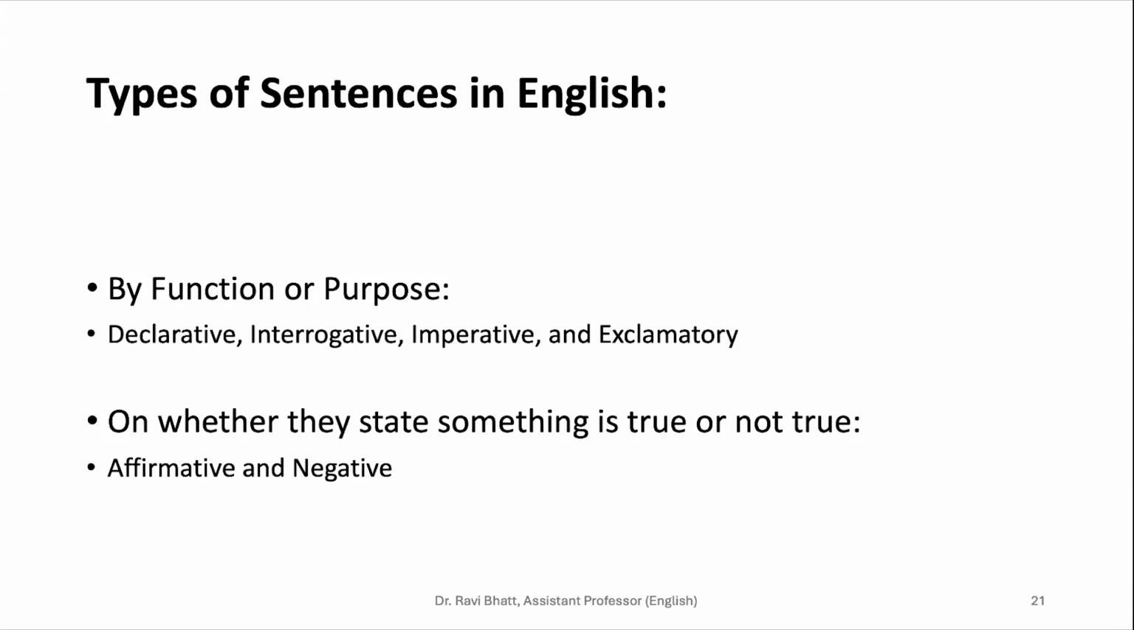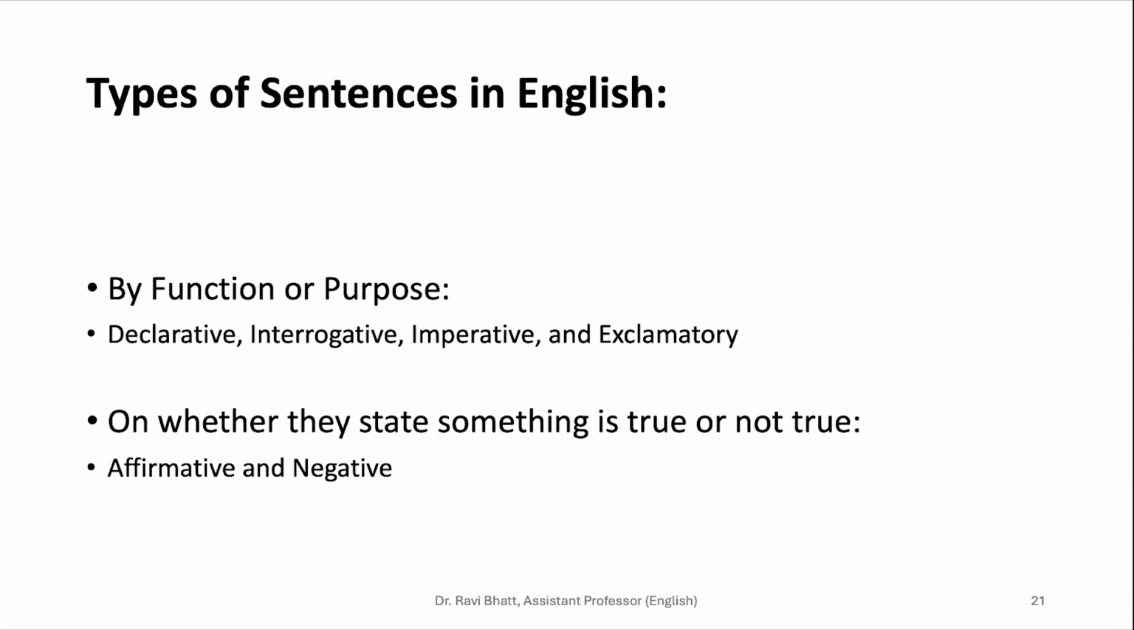And the fourth is exclamatory sentence. Just like we have this punctuation mark known as exclamation mark, exclamatory sentences express strong emotions, some kind of excitement, surprise, or any other strong feeling. So what are these sentences? Exclamatory sentences. Example: hey, wow, that's amazing. So these are exclamatory sentences, and on the basis of whether a sentence states something true or not, we again have two types of sentences.